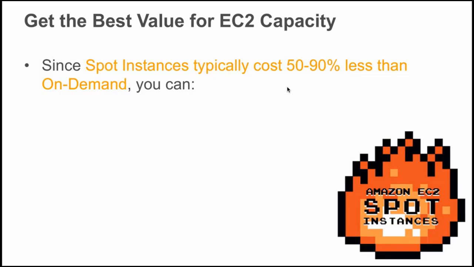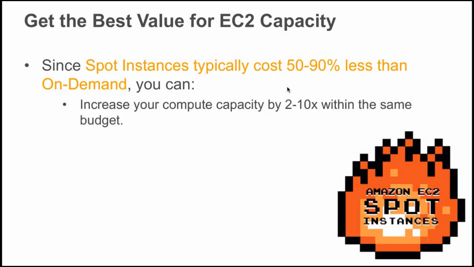Right, so at the end of the day, spot instances are really the best value, or the best bang for your buck, when it comes to EC2 capacity. So what does that mean? Since spot instances typically cost 50 to 90% less than on demand, that unlocks a couple different scenarios. The first is that if you are in need of additional compute capacity, you can simply increase your compute capacity anywhere from 2 to 10x, all staying within the same budget, by switching to using spot instances instead of on demand.